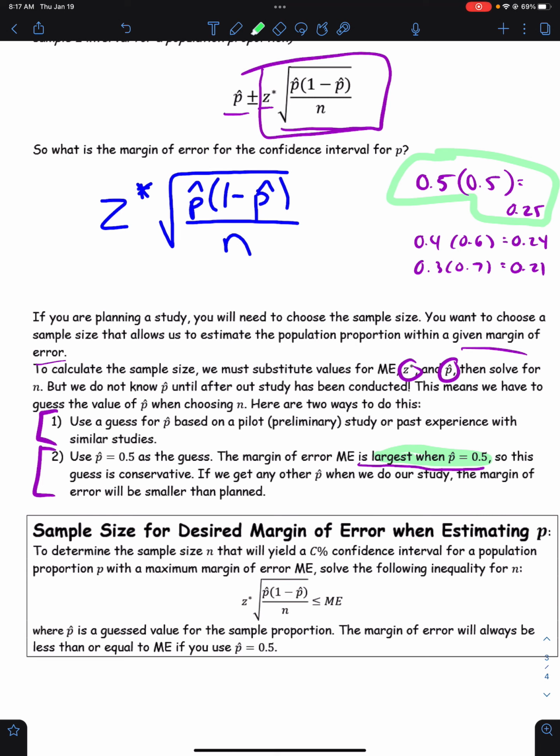So, sample size for a desired margin of error when estimating the population proportion. To determine the sample size that will yield a confidence interval for a population proportion with our stated maximum margin of error, like 0.02, you want to solve this inequality. So the margin of error, you want it to be less than or equal to whatever the percentage is. And we're going to do a sample question next.